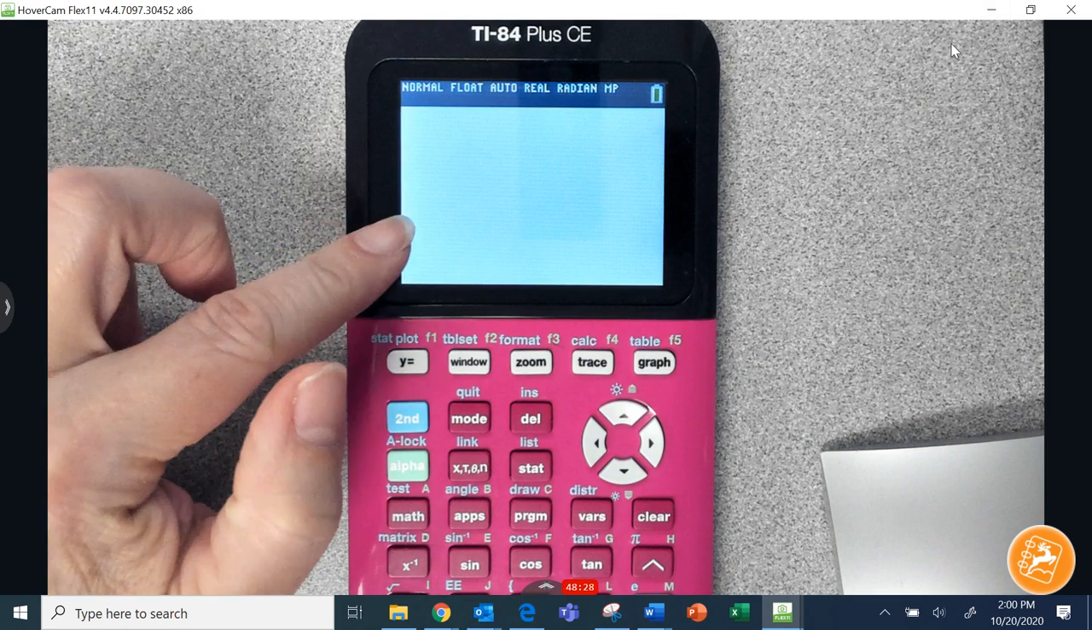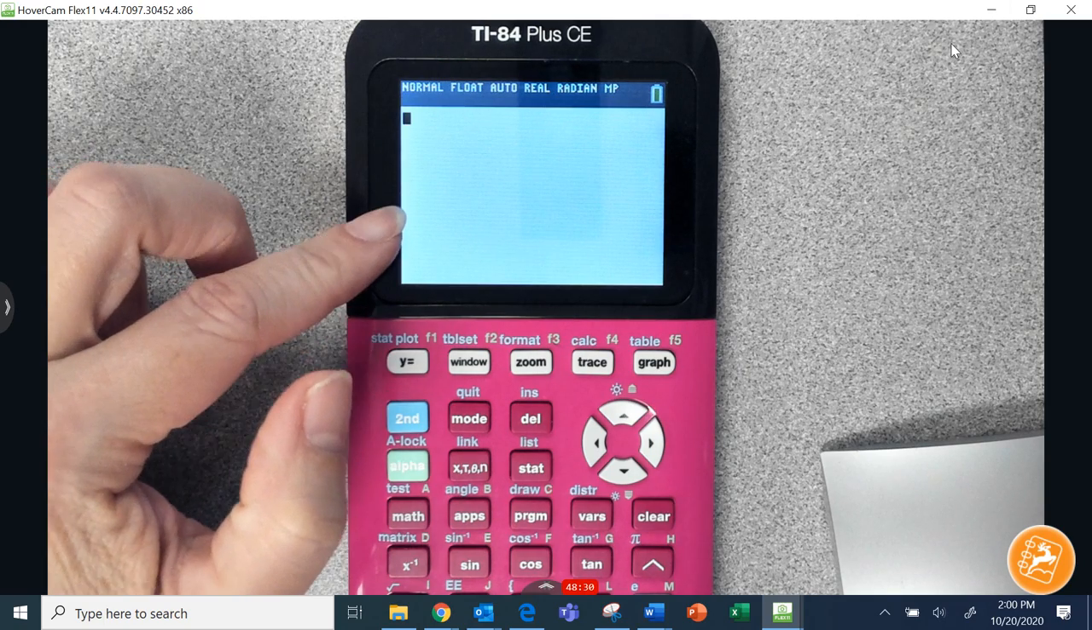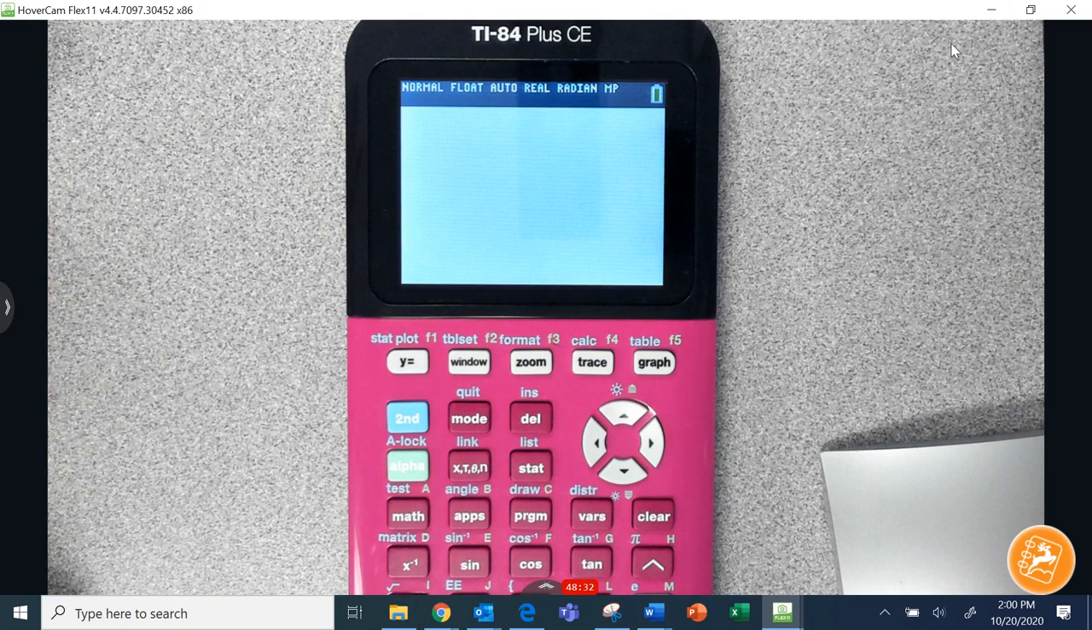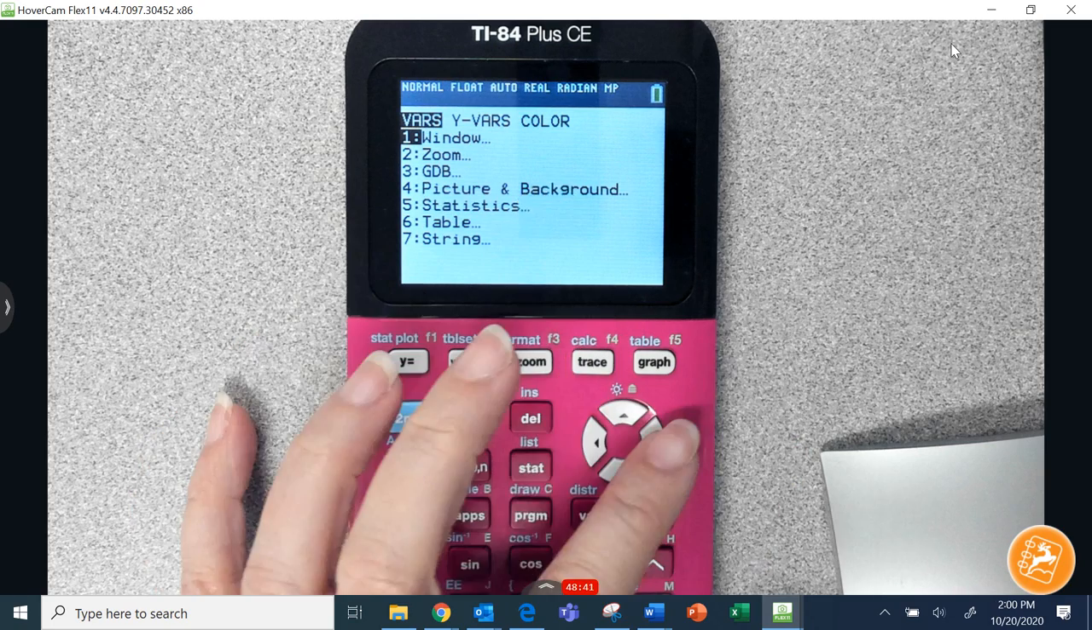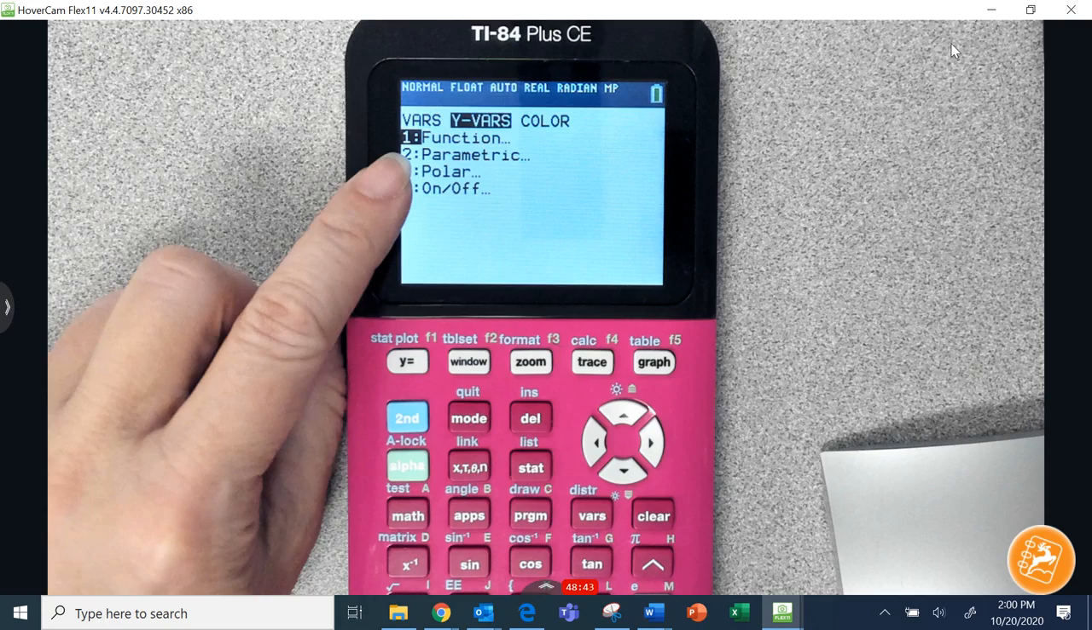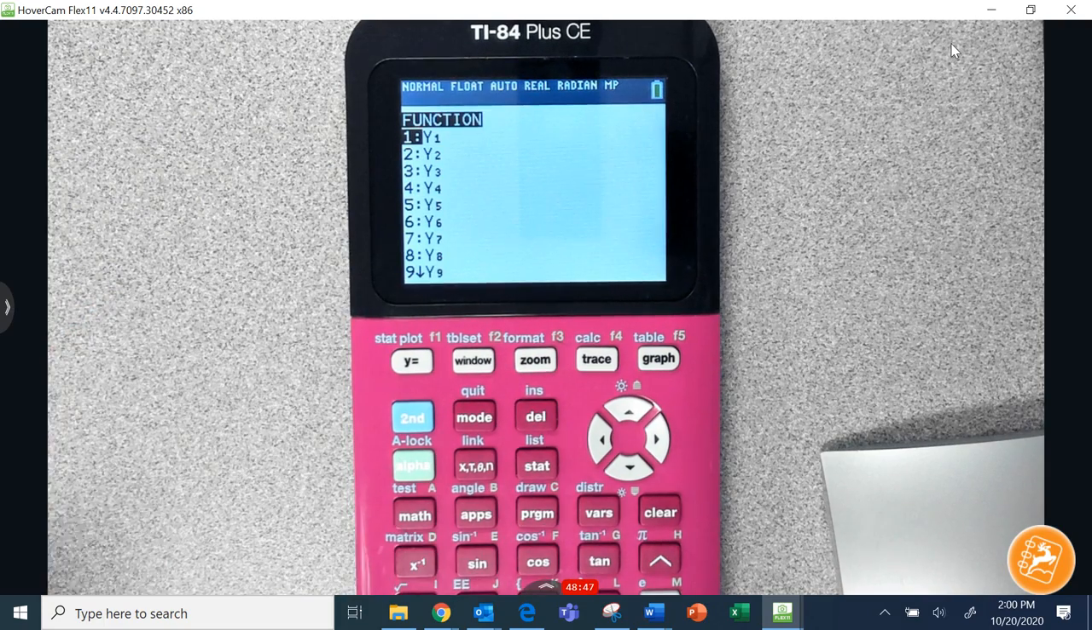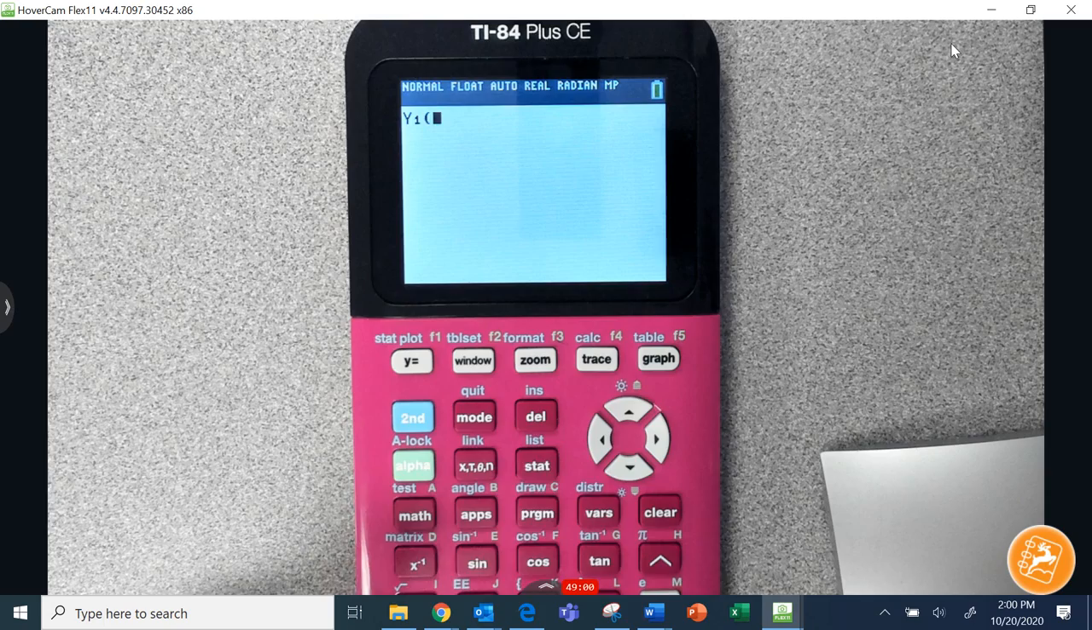Are we ready to go on? This next thing I say, you might have to write it down so you can remember how to do it. You're going to go to vars, V-A-R-S, and then over to y vars. Choose number 1, which is function. We typed our equation into y1, so I'm going to hit y1. Instead of typing in f of 7.8, I'm actually going to type in 7.8. See how I typed it in? And then you can hit enter.